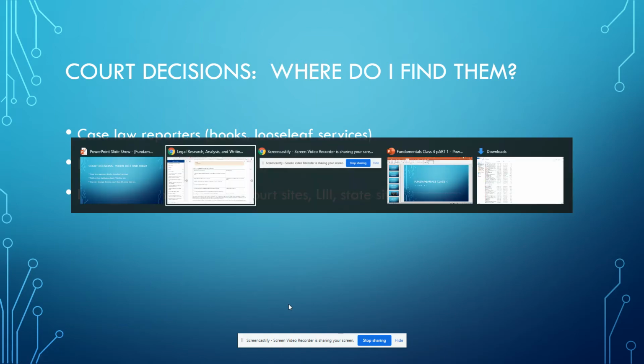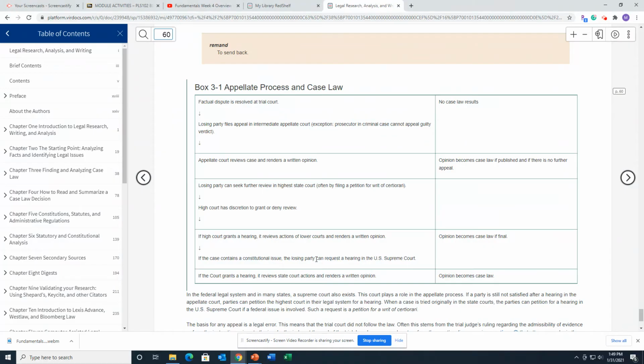Okay, let me go back to this chart on page 60. So if a factual dispute is resolved at court, then there's no case law, right? Because it's just done. If you don't like that, then you're kind of out of luck because you cannot appeal a factual issue, a factual determination.